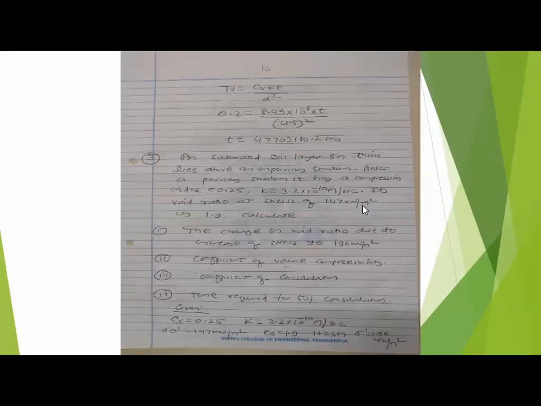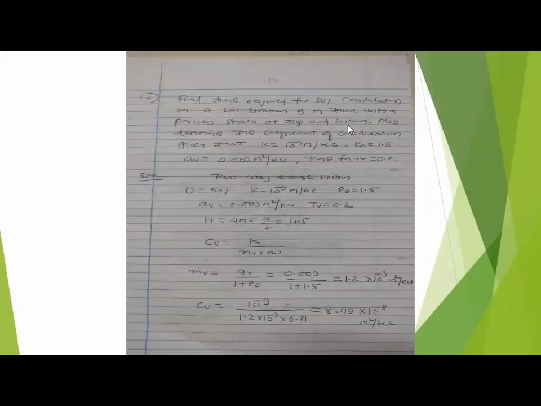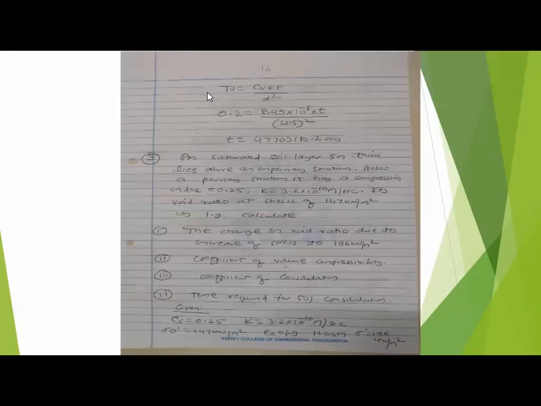So now CV is gone. What he has asked is a time required. So time required further he has taken like this. TV is equal to CV into T by D square. So TV he has taken 0.2 and from this he has found small t as 4770318 seconds and convert this into days. And convert this into days, please.